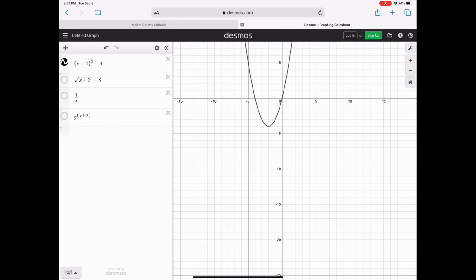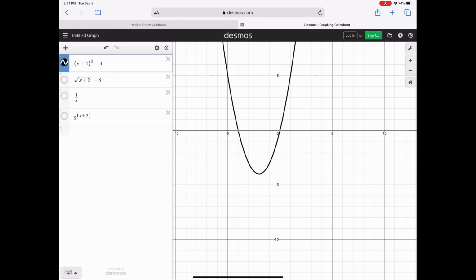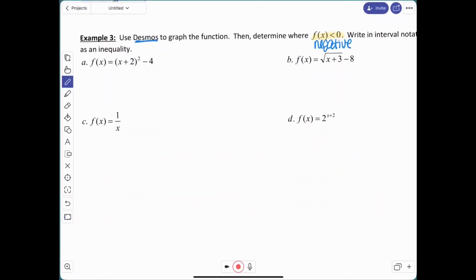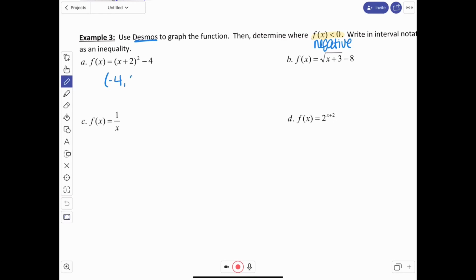And if we do where it's negative, so it's negative from negative 4 to 0. That's where it's negative. Negative 4 to 0. You're looking at the x values. So negative 4 to 0. That's an interval notation. And if you write it as an inequality, we would do negative 4... I didn't mean to do a parentheses there. Whoops. Well, let me start over here. Negative 4 to 0. So ignore that. So there's your inequality. All right.